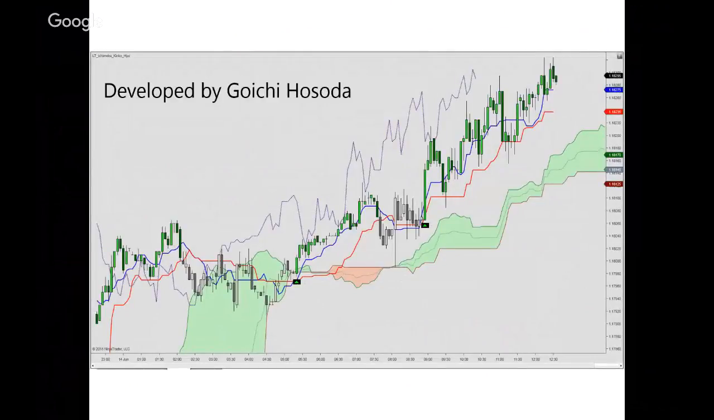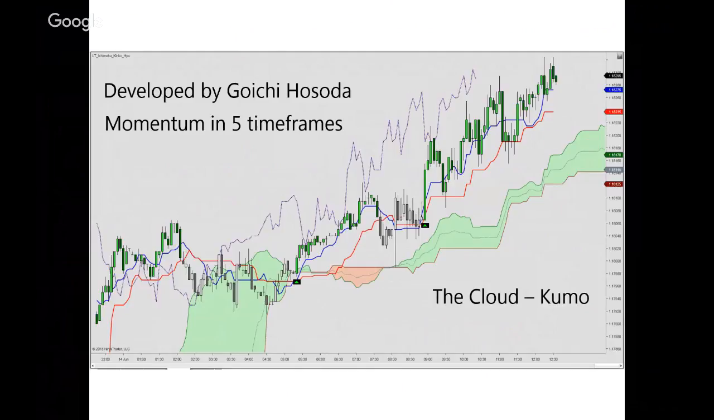The indicator was developed by Goichi Hosoda, who published a book about this back in 1969. It looks a bit wild at first glance. Basically, the easiest way to get your head around this is to think of it as a momentum indicator in 5 time frames. The most characteristic feature, of course, is the cloud here, the Kumo, which projects forward 26 bars. And we'll get back to this in short order.